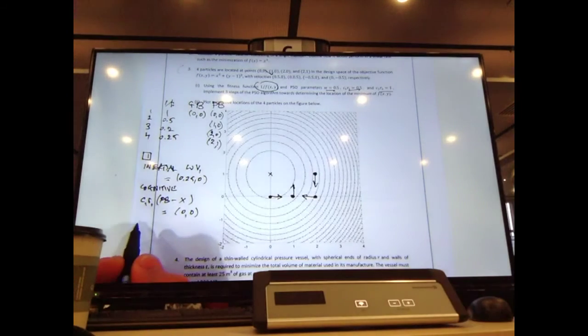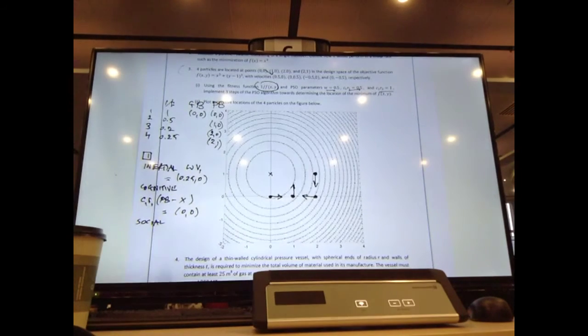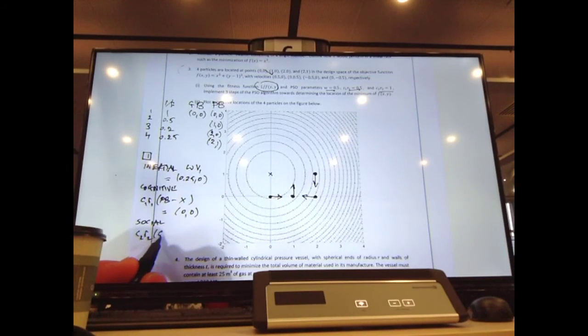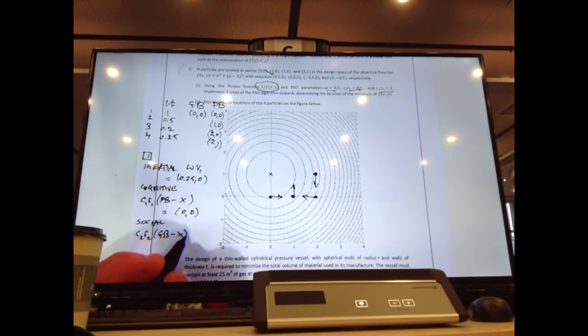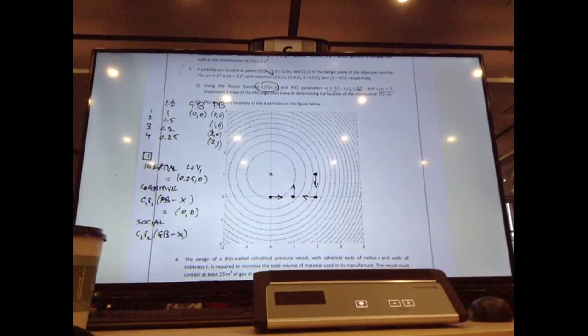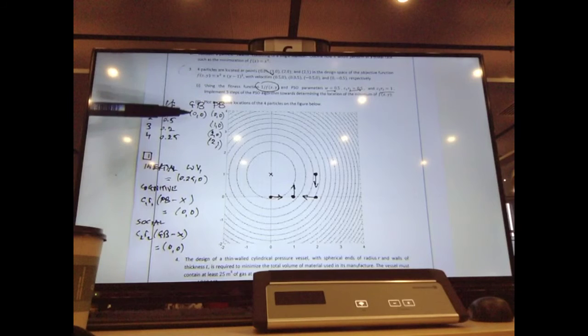And finally, the social aspect. This is how the particle responds to the swarm's best behaviour. And that is C2R2 times the global best minus the current location. And since that particle is the global best particle, its current location of 0, 0 is indeed the global best. So the difference of the 2 positions is 0.